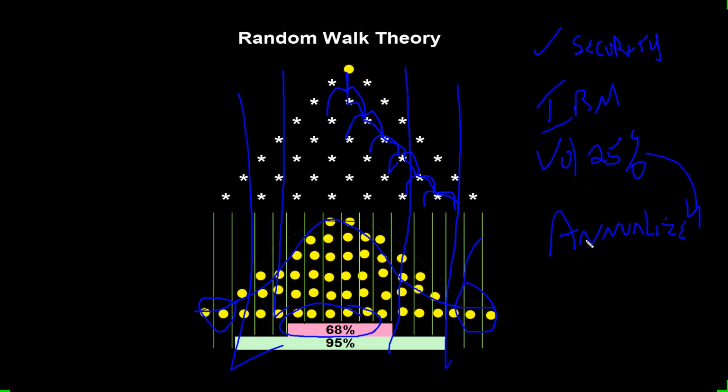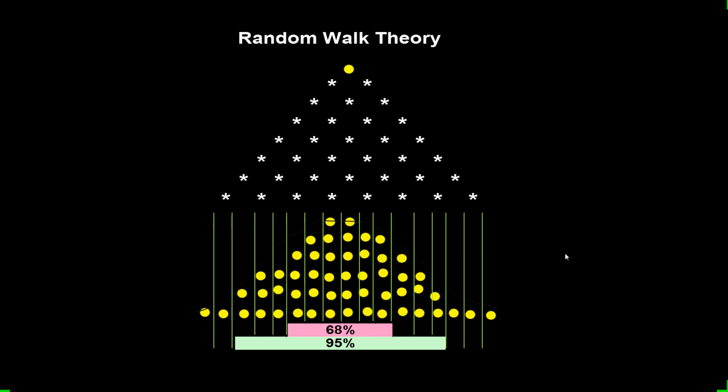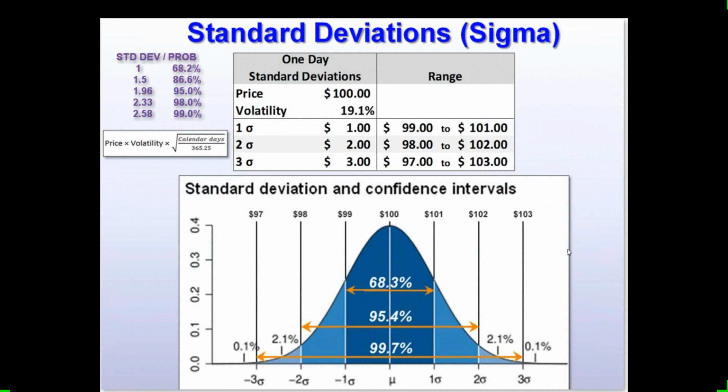Now, that doesn't do you really much good if you want to trade IBM and you don't want to hold it for a year. You may only want to get in and out for one day. You may want to get in and out for 3 or 4 days. Well, never fear, because there is a way to de-annualize volatility and come down to a one-day pattern.